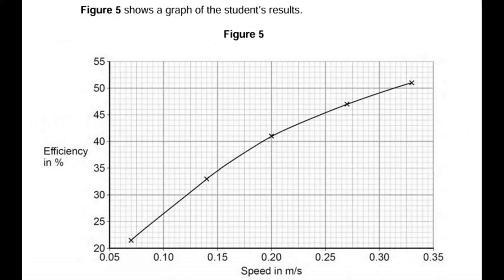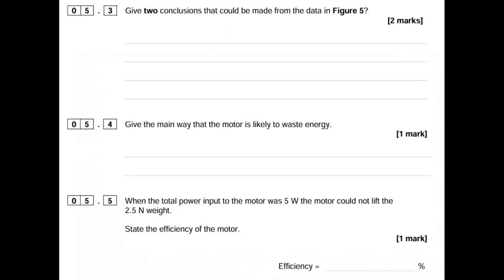Then carrying on from commenting on the experiment, we have a simple data analysis question where we're given a graph of speed against efficiency. And then carrying on, we just have a couple of questions on the graph, starting off with 5.3, which is give two conclusions that could be made from the data in figure 5. 5.4, give the main way that the motor is likely to waste energy. And then 5.5, when the total power output from the motor was 5 watts, the motor could not lift the 2.5 Newton weight, state the efficiency of the motor.